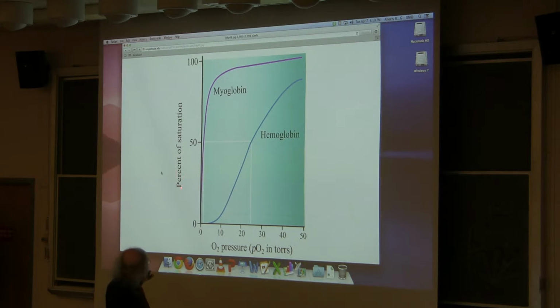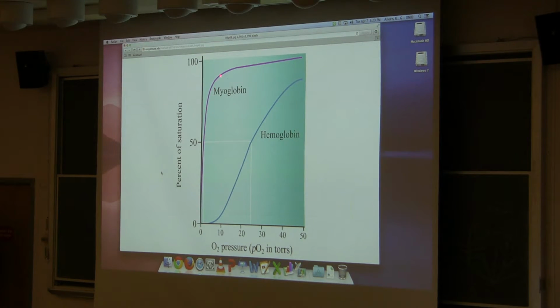Okay. In this case, we're plotting on the y-axis what percent of the molecules are full of oxygen. On the x-axis, we're plotting basically the pressure or the concentration of oxygen. Those are the 2 things being plotted here. Now, if we look at these 2 plots, one for myoglobin and one for hemoglobin, we see that they're very different from each other. Okay?